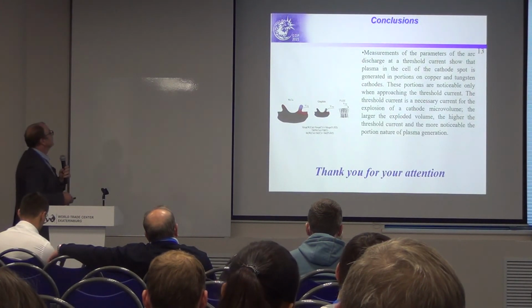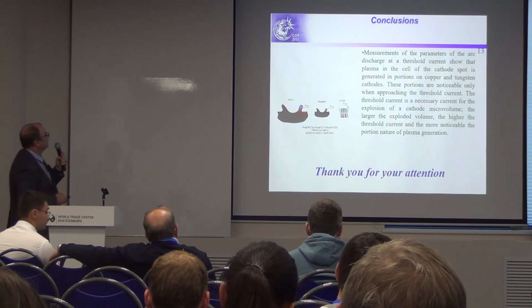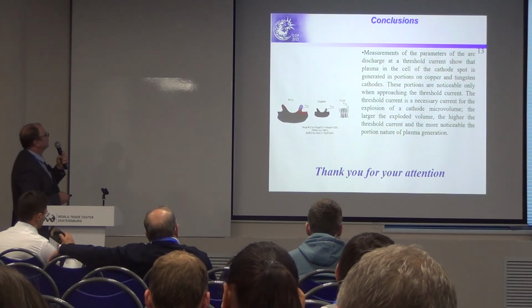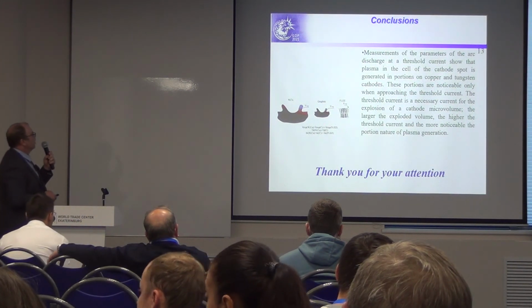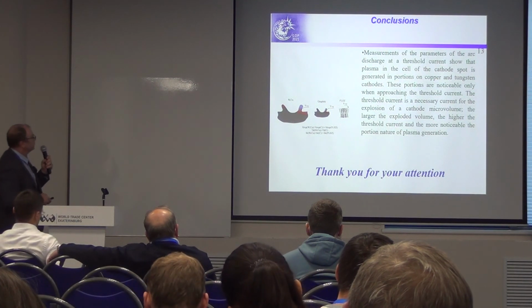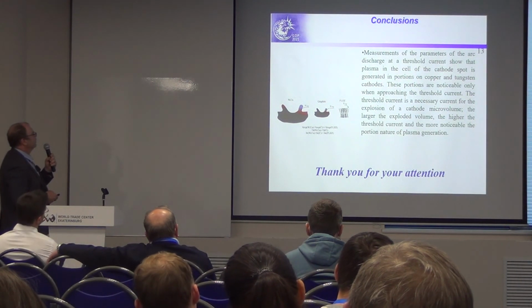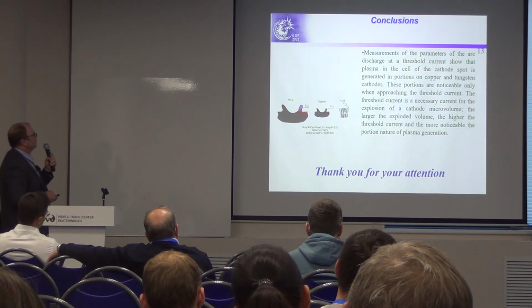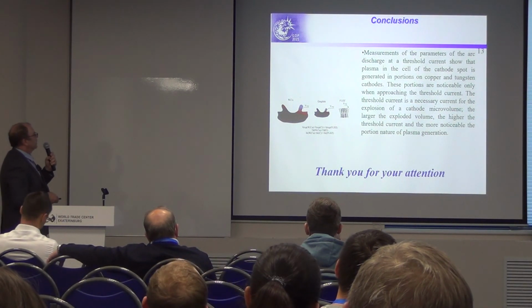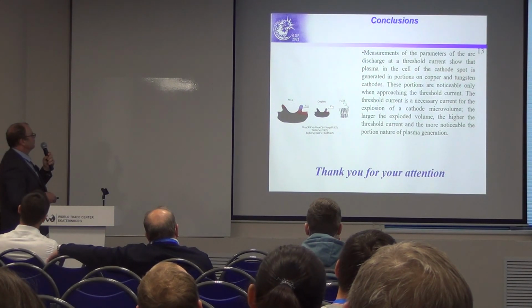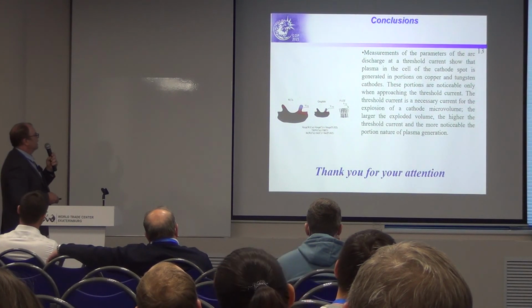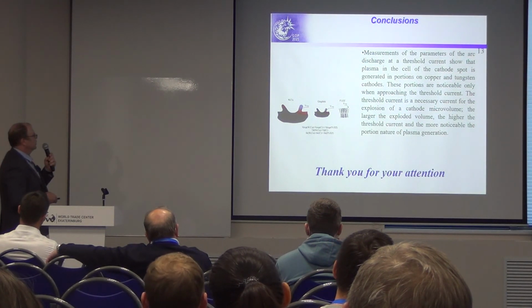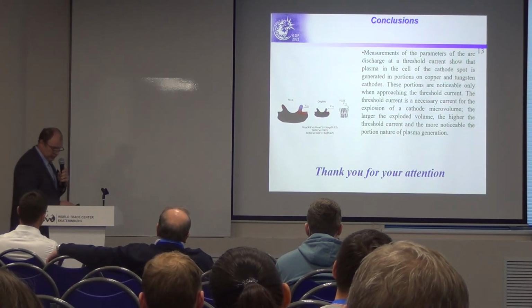The conclusions. Measurements of the parameters of the arc discharge at a threshold current show that plasma in the cell of the cathode spot is generated in portions on copper and tungsten cathodes. These portions are noticeable only when approaching the threshold current. The threshold current is a necessary current for the explosion of cathode microvolumes. The larger the exploded volume, the higher the threshold current and the more noticeable the portion nature of plasma generation. That's all. Thank you for your attention.